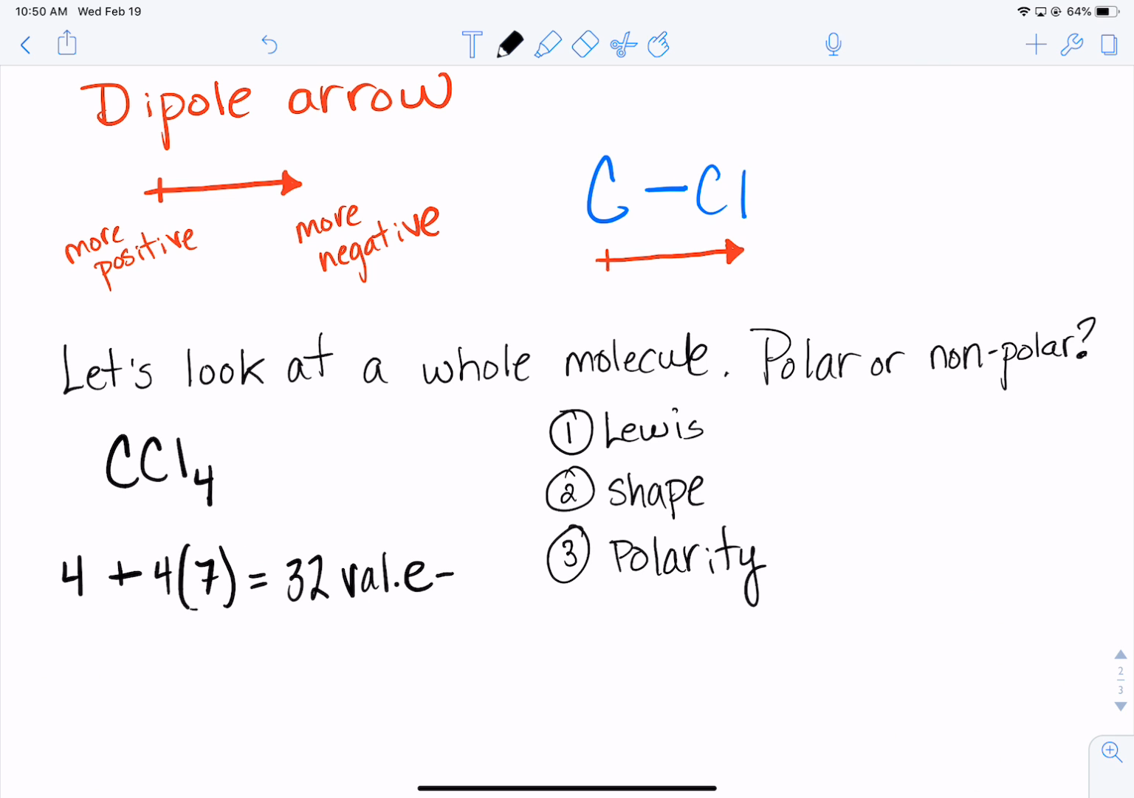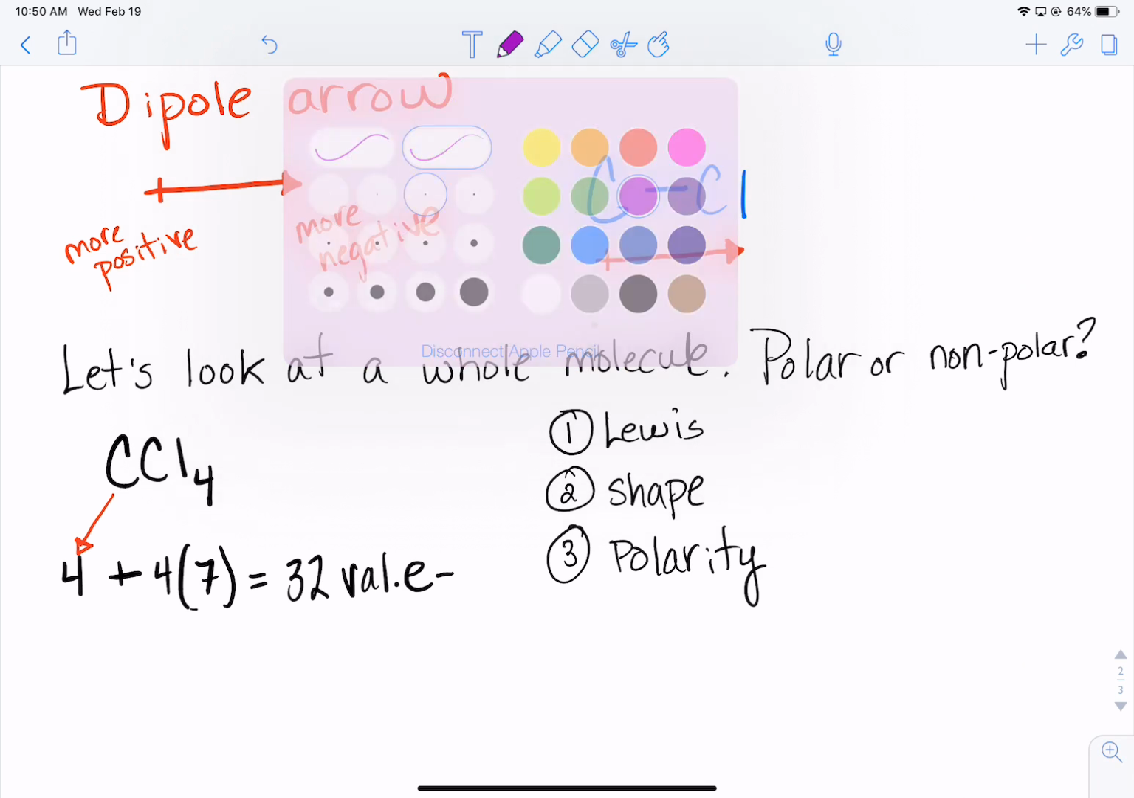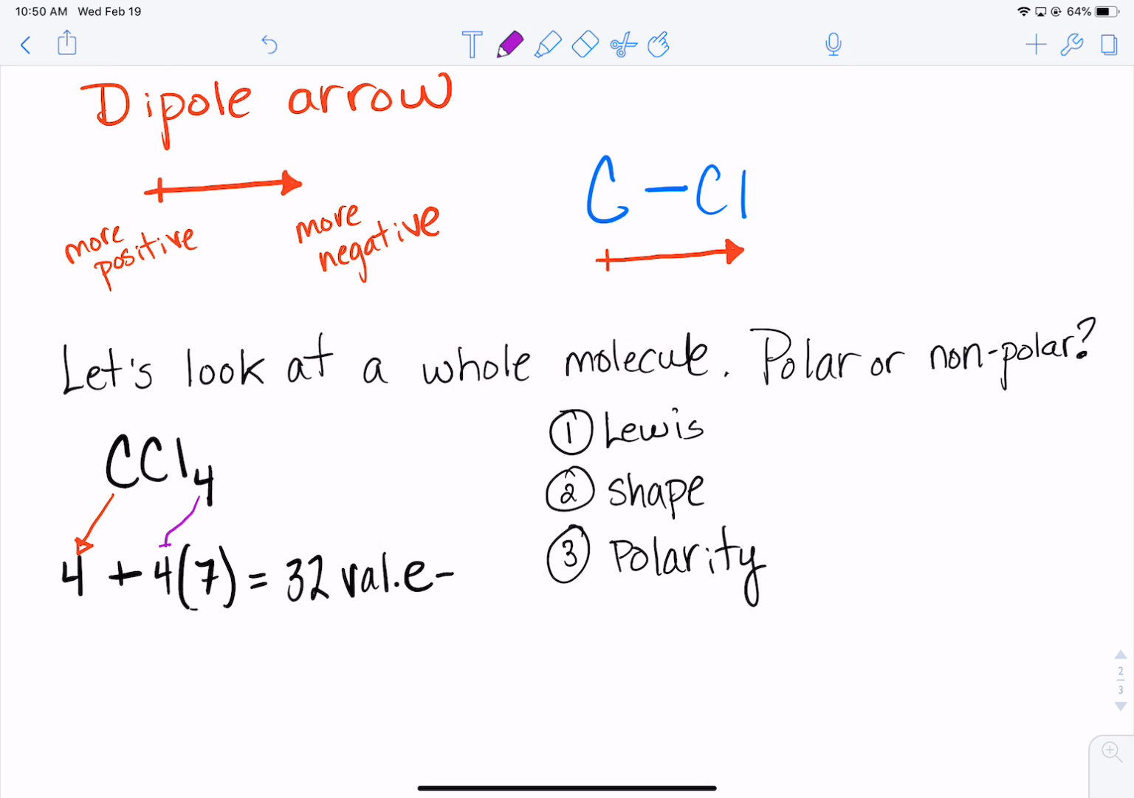All right, so if you're like, wait, what? What did she just do? The 4 is the number of valence electrons from carbon. This 4 is because there are 4 chlorines, so you're going to multiply. And then this 7 is because chlorine has 7 valence electrons. Remember that?